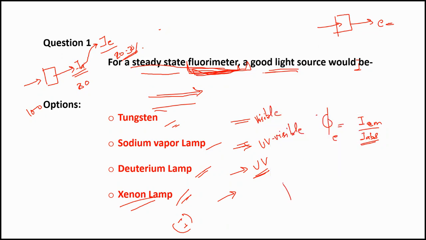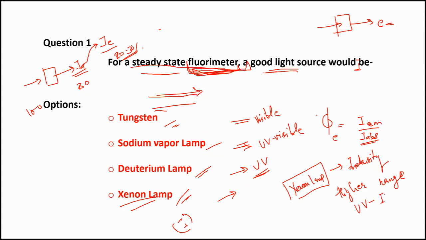So that's why we are using this xenon lamp. Our answer is xenon lamp because of two reasons. First is intensity, and the second is higher range, that is from UV to IR.